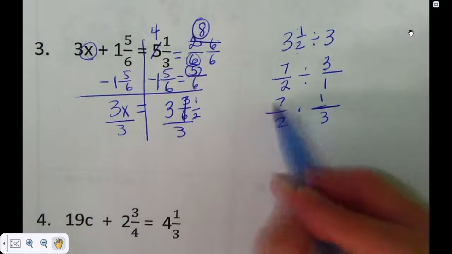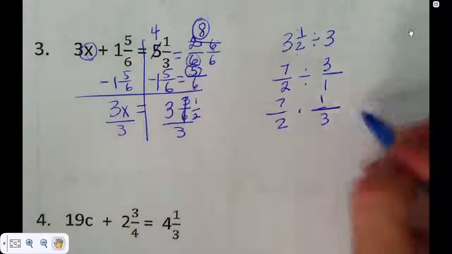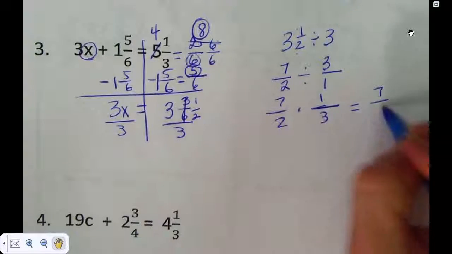And then keep, change, flip. Can I reduce anything? No. So top times top, bottom times bottom.